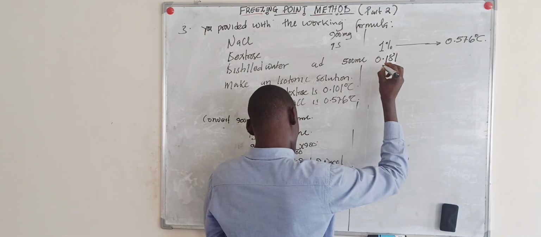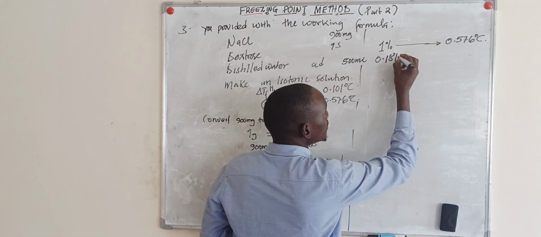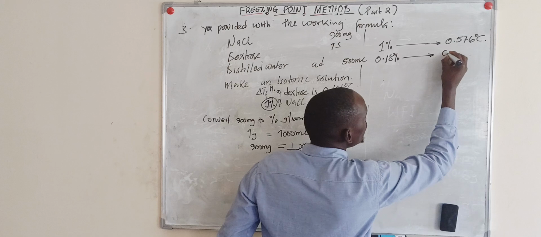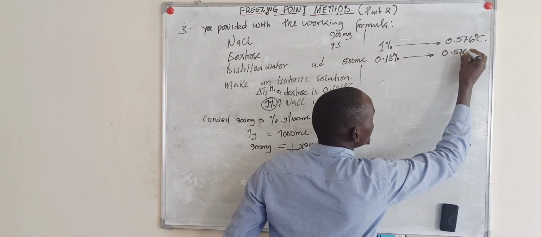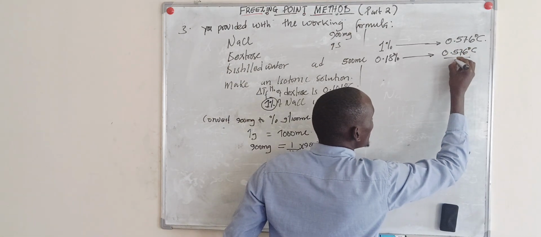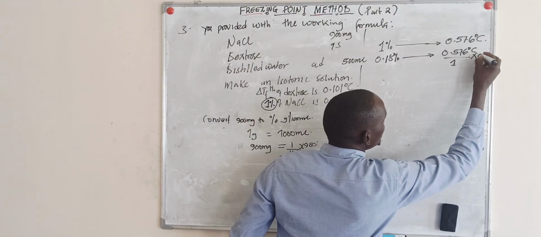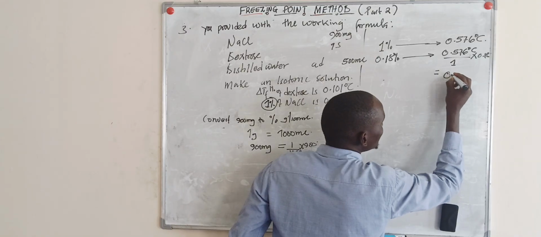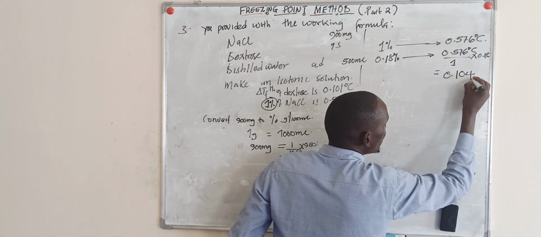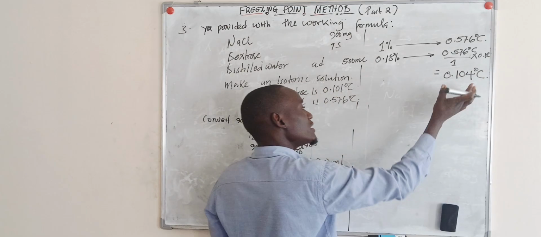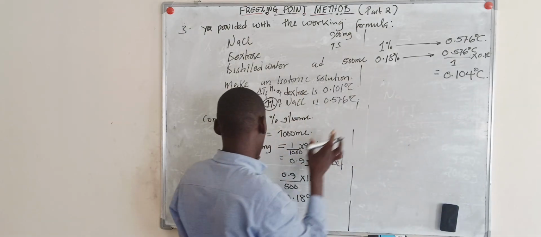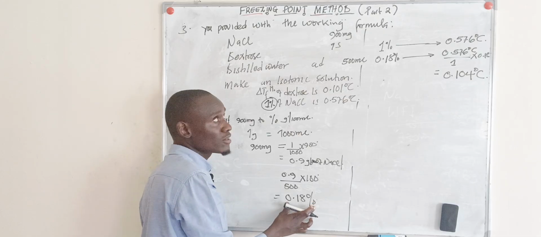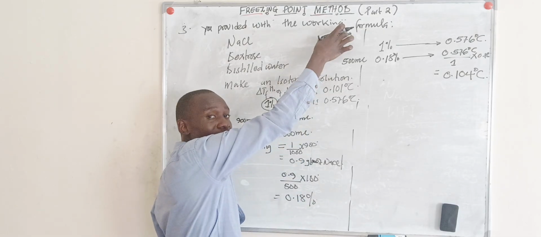So, the 0.18% solution of sodium chloride will be produced by 0.576 degrees C divided by 1 times 0.18. And when you compute this, we shall get 0.104 degrees C. So this is the freezing point depression which is produced by the 0.18% of sodium chloride, the one given in the formula.